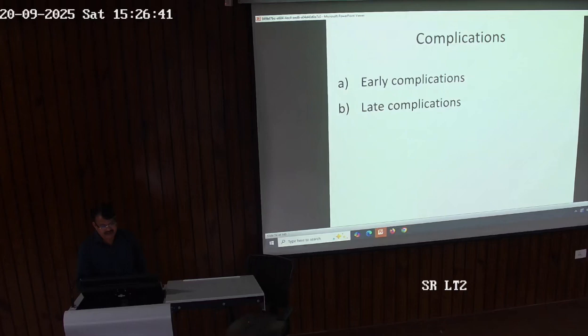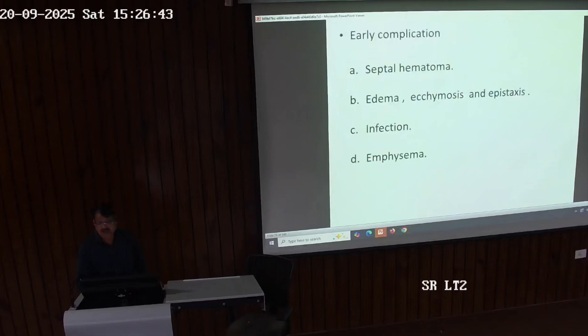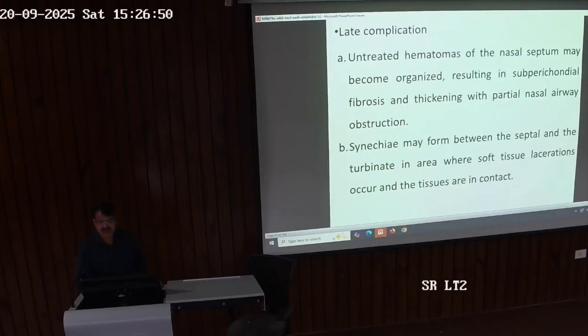Complications are early and late complications. Early complications: septal hematoma, edema, ecchymosis, ptosis, infection, emphysema. Late complication: untreated hematomas of the nasal septum may become organized, resulting in subperichondrial fibrosis and thickening with partial nasal airway obstruction. Synechiae may form between the septum and turbinate in areas where soft tissue lacerations occur and the tissues are in contact. What is synechiae?